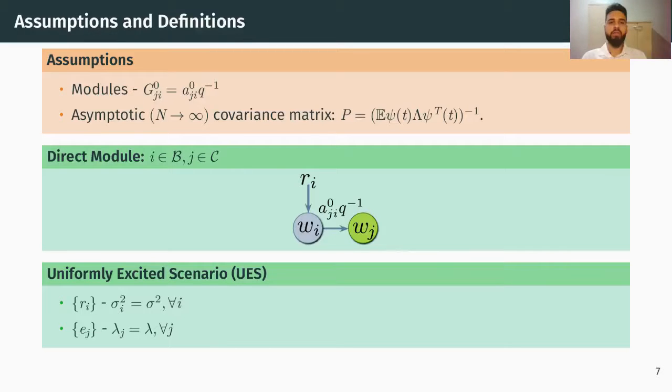Now, we give two definitions that will be useful in this talk. A direct module is a module such that the node before it is excited and the node after it is measured. In all figures from now on, we use the color green to represent that the particular node is being measured. Finally, a uniformly excited scenario is one such that all outputs have the same variance sigma squared, and all nodes also have the same variance lambda.